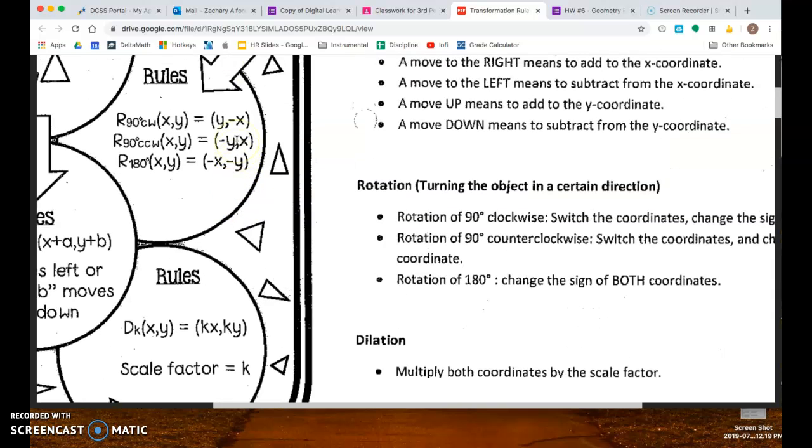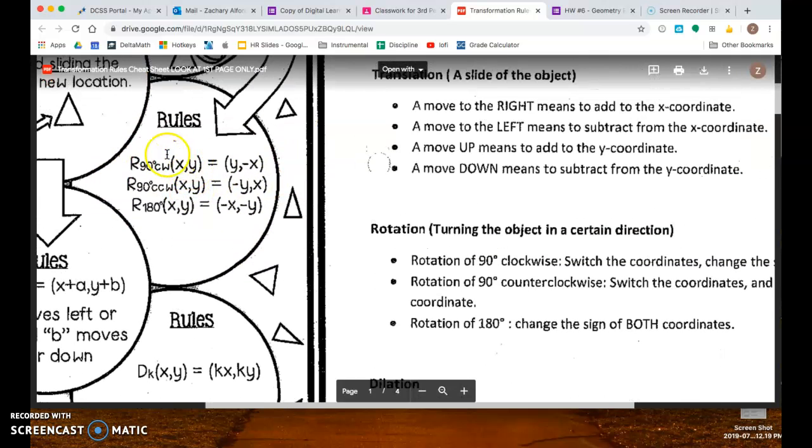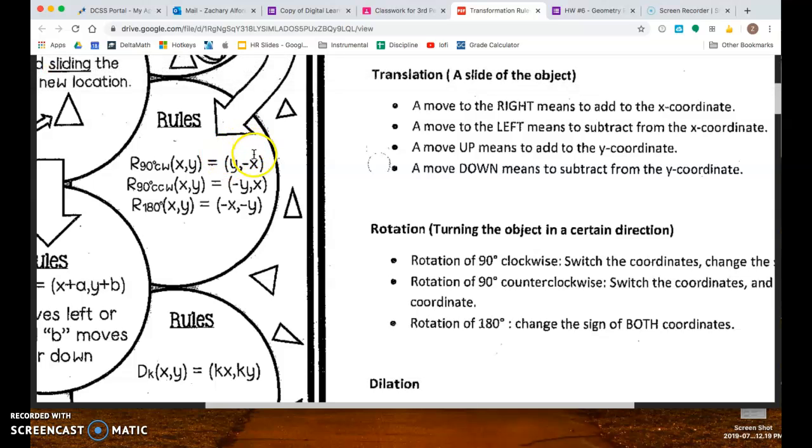And on this side of the page right over here, you see rotation 90 degrees clockwise. Here's your x and your y. So you switch them, y and x. You take your new y value and you change the sign of it. That doesn't mean you turn it negative. That means if it's positive, you make it negative. And if it's negative, you make it positive.